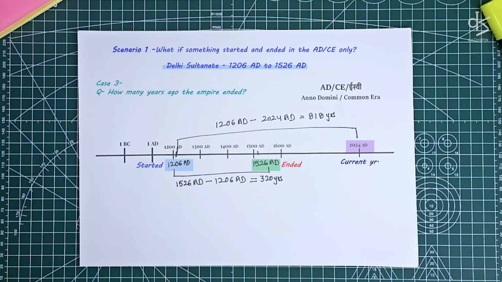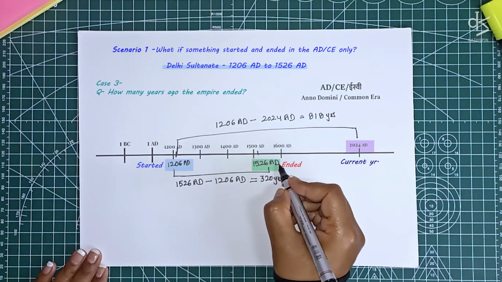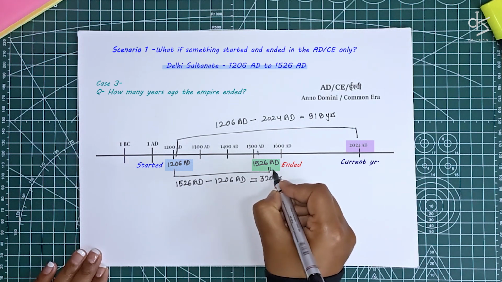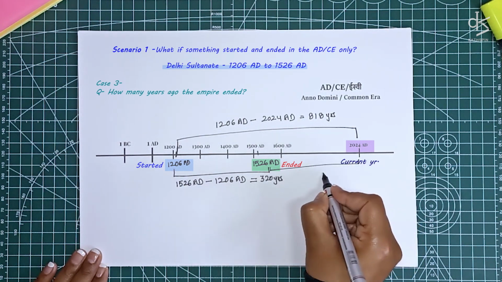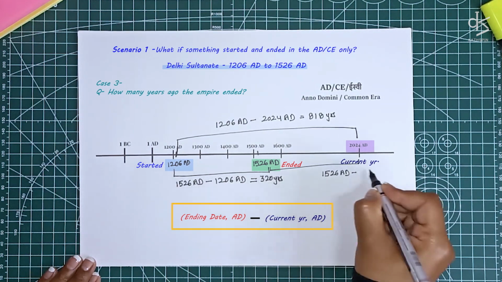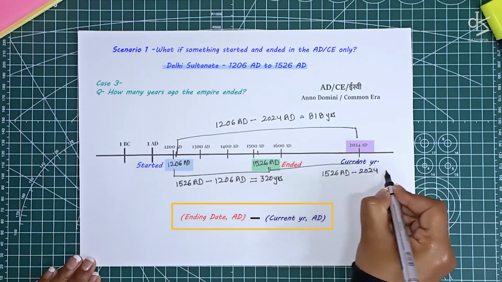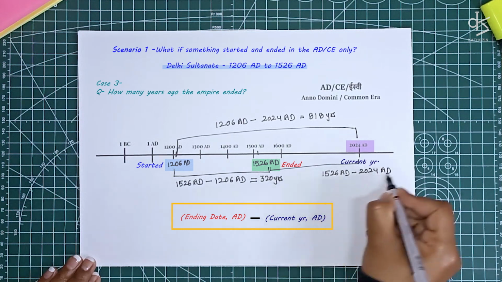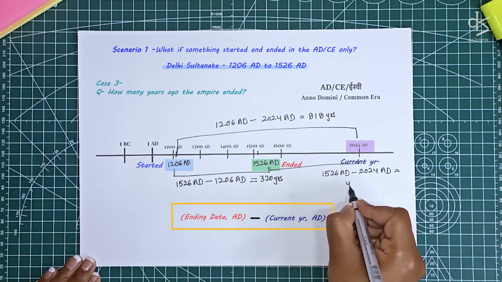And the last case of scenario 1 is, how many years ago did the empire end? Here, we subtract the ending date of the empire, which is 1526 AD, from the current year 2024. That gives you 498 years.